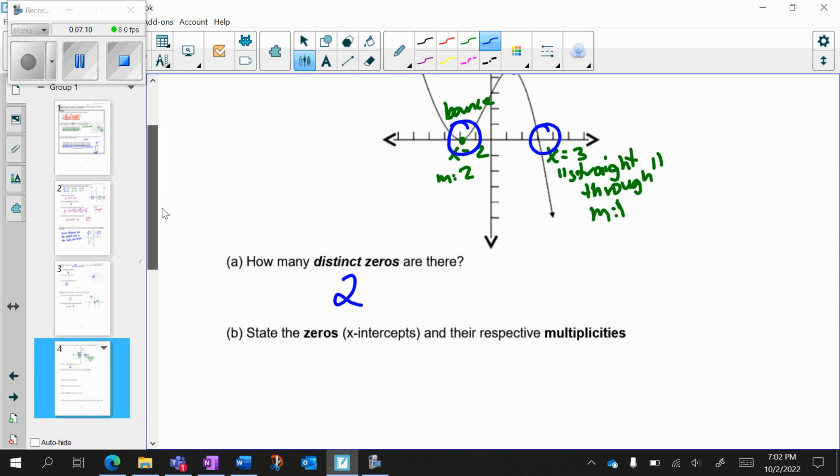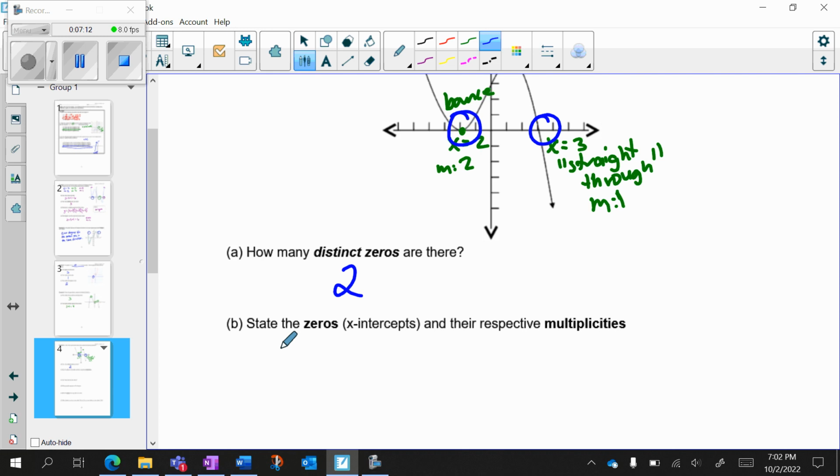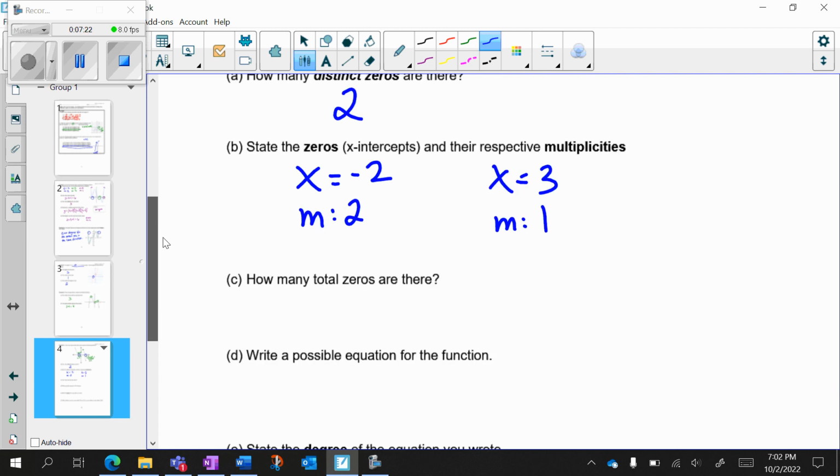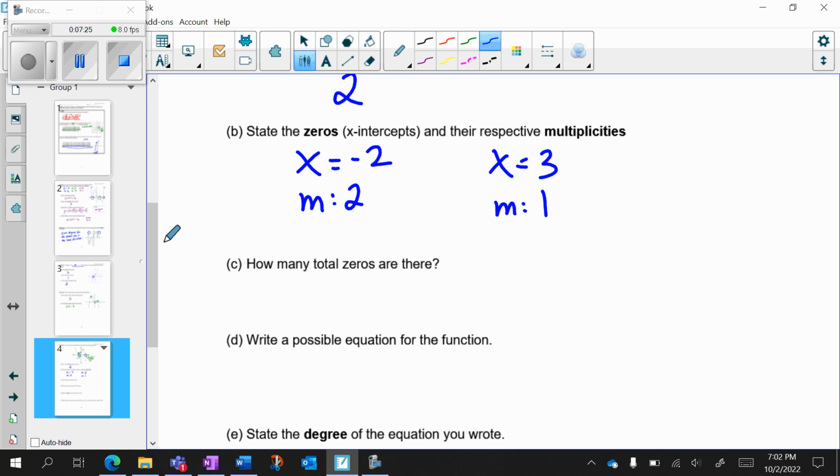State our zeros, our x-intercepts, and their respective multiplicities, which we already did. X is equal to -2, the multiplicity is 2, and at x equals 3, the multiplicity is 1. How many total zeros are there? We're going to add our multiplicity, so 2 plus 1 gives us 3.